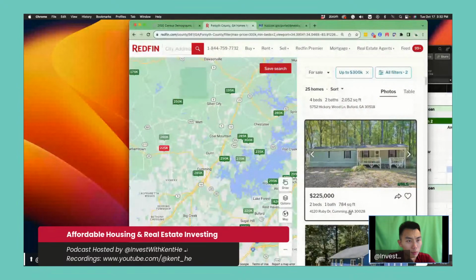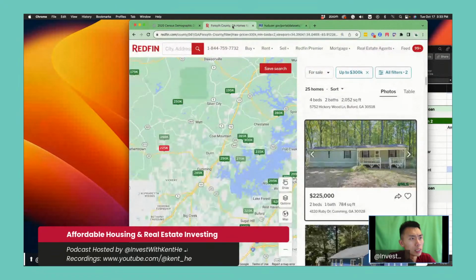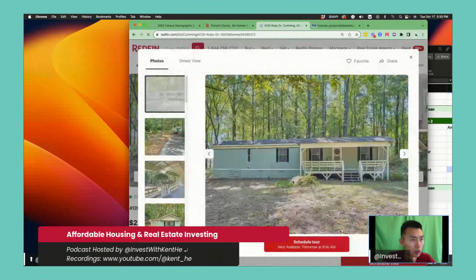Oh, interesting. $225,000, $225,000 for 30028. Okay, so this is almost 1%, but I have a gut feeling that this is not going to be a deal because it doesn't meet the 1% rule yet. It's $2,000 for the max rent for a 2-bedroom property here, and this property is $225,000. But hey, you never know. What if you can add an extra bedroom somehow on this property?